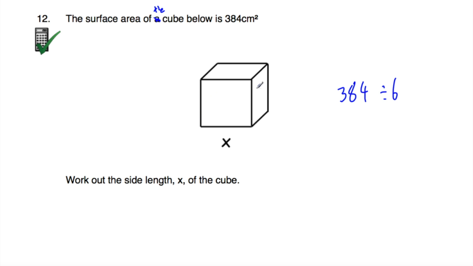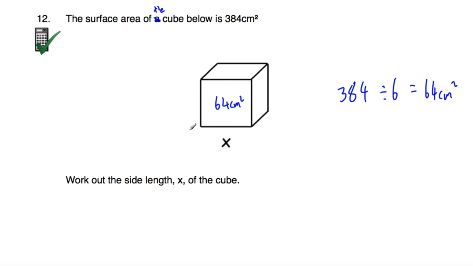Because it's a cube, they're all squares and they're identical squares. So if we do 384 divided by 6, that's equal to 64 centimeters squared. That means the area of the front of the cube would be 64 centimeters squared, the top would be 64 centimeters squared, the right side, the left side, the back, the bottom, and so on. So each of the squares has an area of 64 centimeters squared.